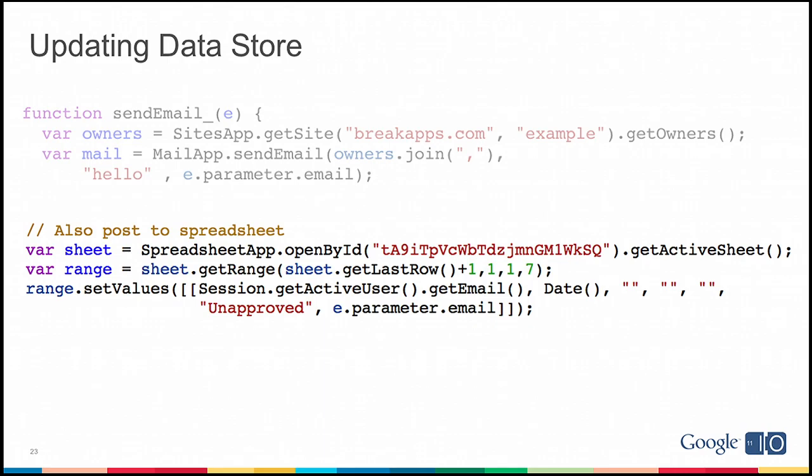We'll get the active sheet because there's only one sheet in the workbook. We will call sheet.getRange, and we want to get the first empty row in the sheet. So to do that, we call sheet.getLastRow, which gets the last filled row, and we add 1 to it. Once we have the range, we can set the values that we're interested in, which is the user's email, the date, the fact that it's not been approved yet, and the body of the email, which is the content of the document. So let's see that in action.